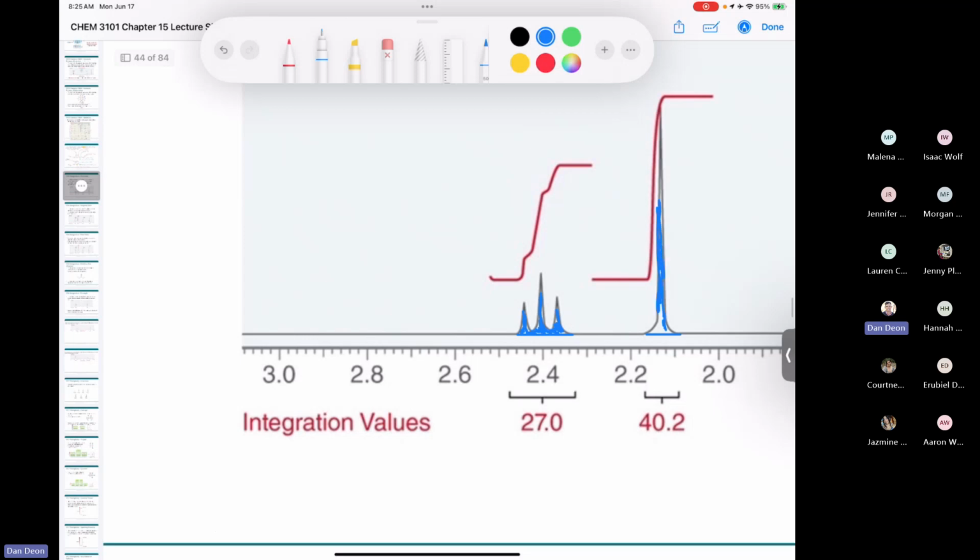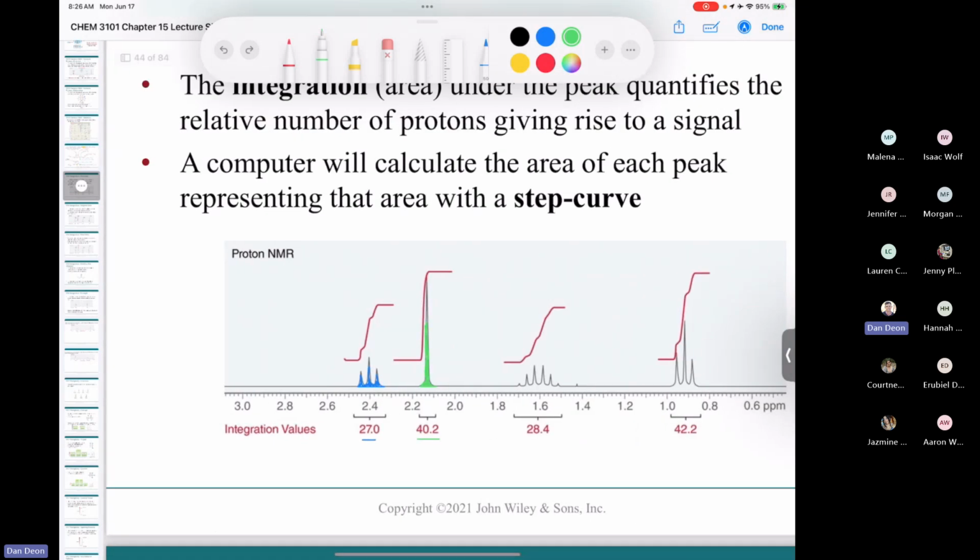Now, you and I do not have the time or the patience or the energy to calculate the relative area under those peaks. I certainly don't. So the computer does it for you. You see the area in blue, the computer spits a number out at you. It says 27.0, a relative area underneath that curve. Then it spits out another number for the other curve, and it says 40.2. There is no such thing as 0.2 of a proton. That doesn't exist, so these are relative numbers. It means the ratio of protons represented by all four of these signals.